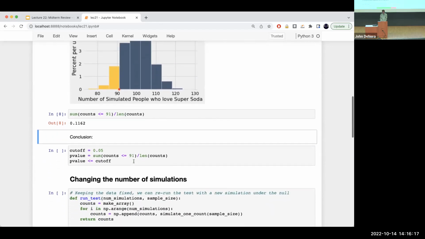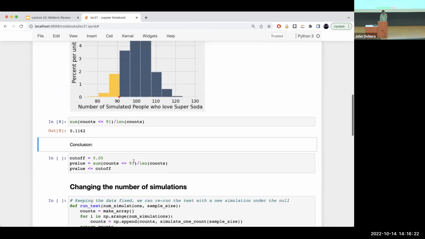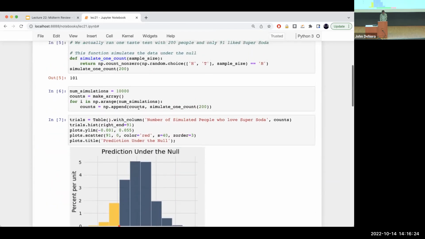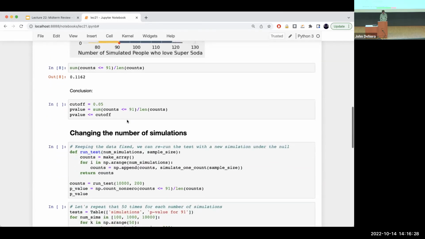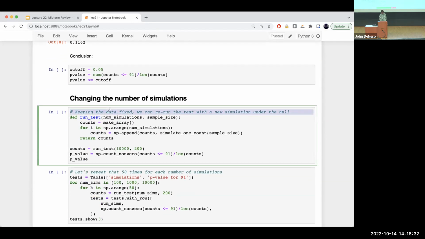Okay, what if we had simulated using fewer simulations? Like instead of 10,000, what if we had only done 100? We're going to keep the data fixed. We're going to rerun the test, but we're going to try a different number of simulations, where this could be 10,000 and we have 200 people that we sample each time.